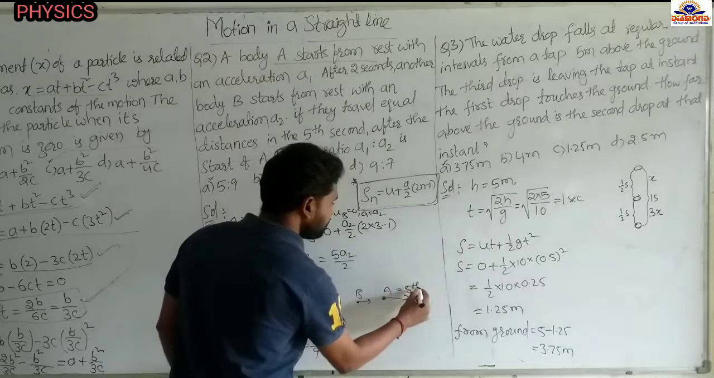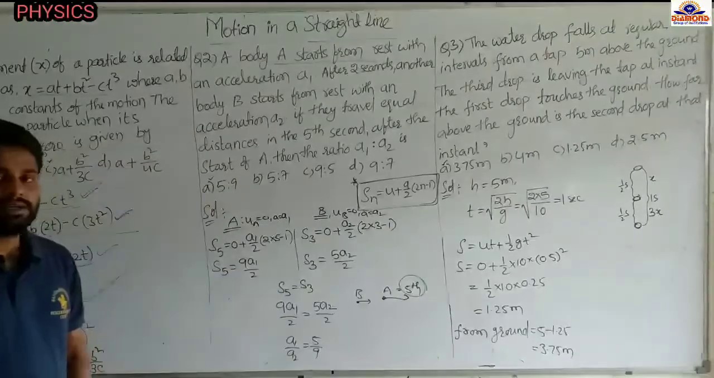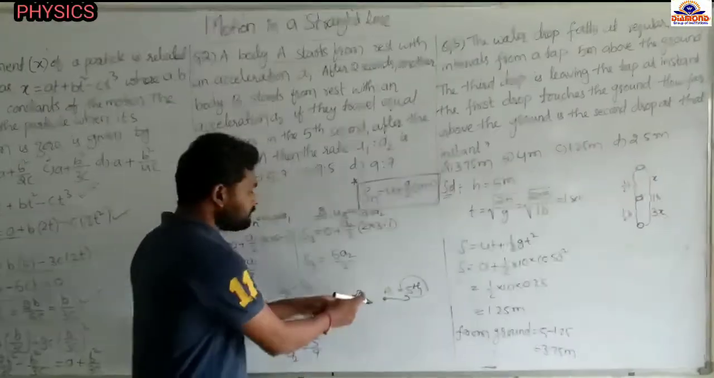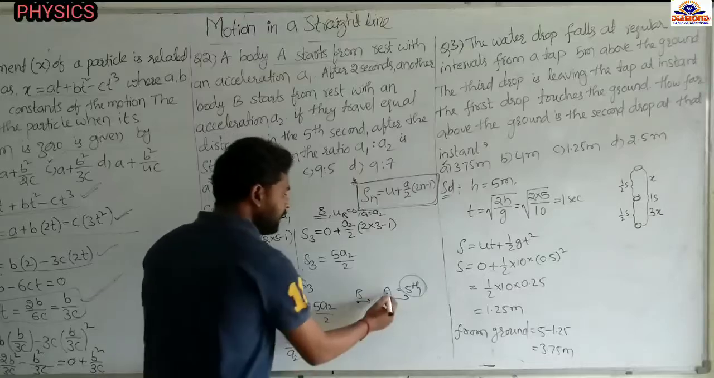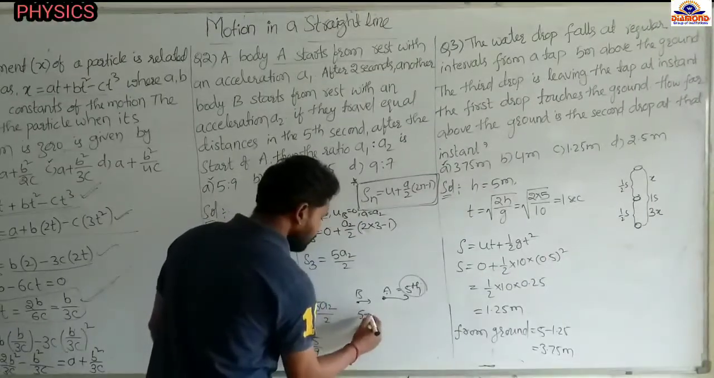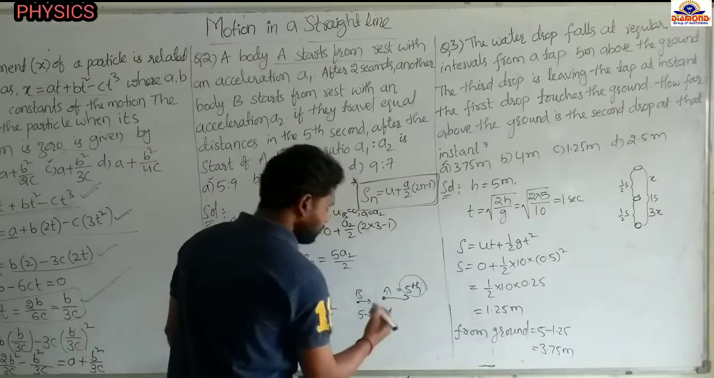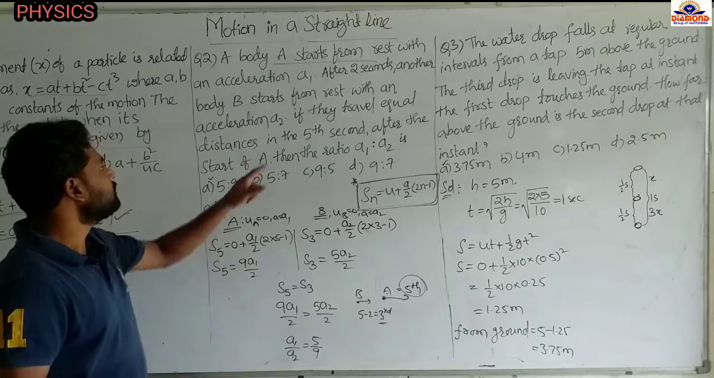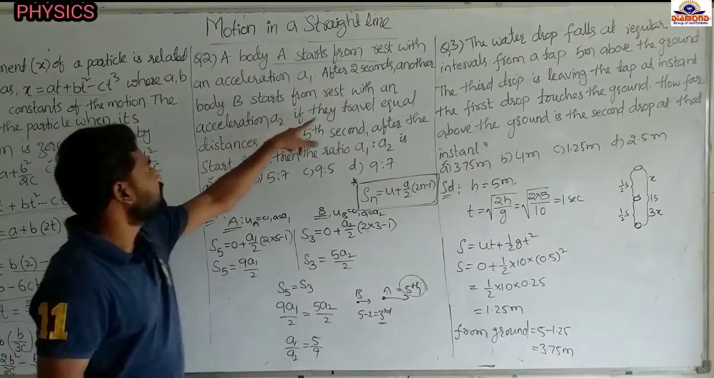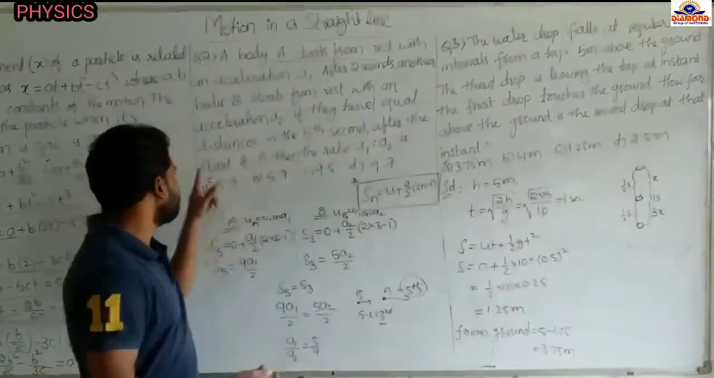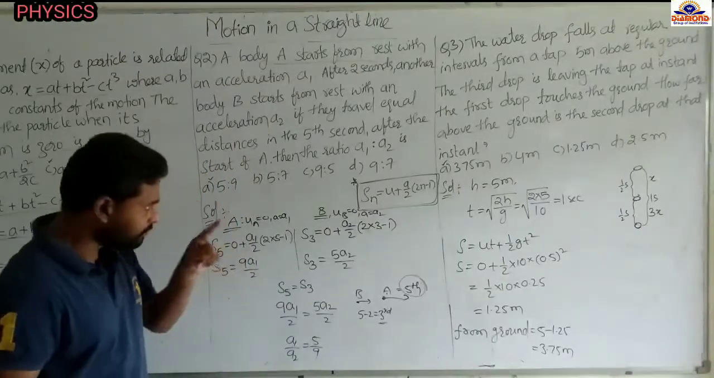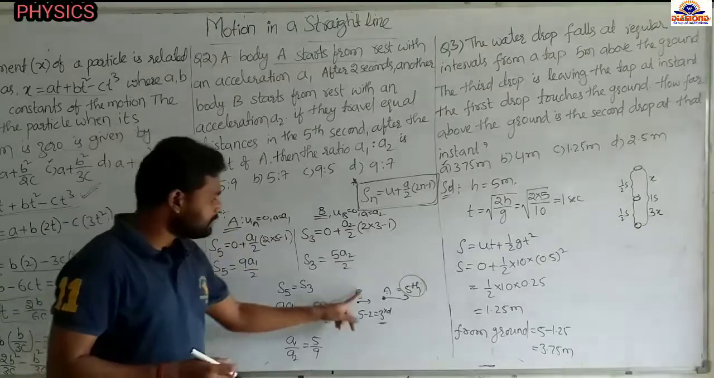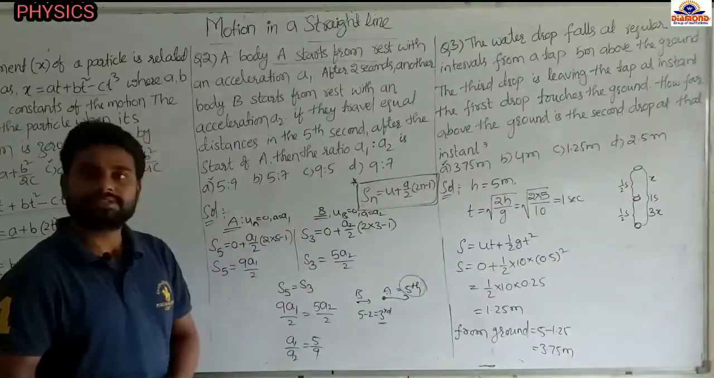At the 5th second, how much distance A covered? If A is at the 5th second, B is at what time? B started after 2 seconds. Now A is at the 5th second means B is at the 5 minus 2, 3rd second. So if they travel equal distances in the 5th second after the start of A, whenever A is at the 5th second, how much distance it is covering? At the same time B is at the 3rd second and it also covered the same distance.